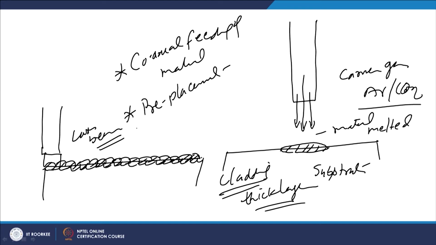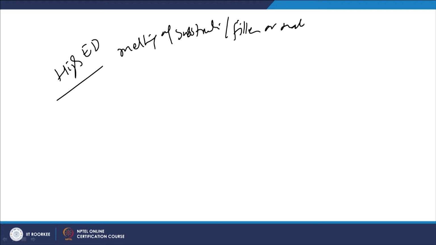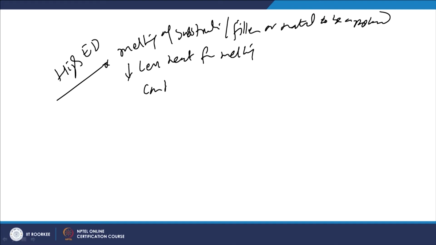So these are the two approaches of applying the required material onto the surface of the substrate with the help of laser: coaxial feeding of the material or the pre-placement technique. Now, since this process uses a higher energy density for melting the substrate and the filler, or you can say the material to be applied, it requires very little heat for melting, and we have very good control over the heat applied. Because of this good control, we find that the dilution is reduced.